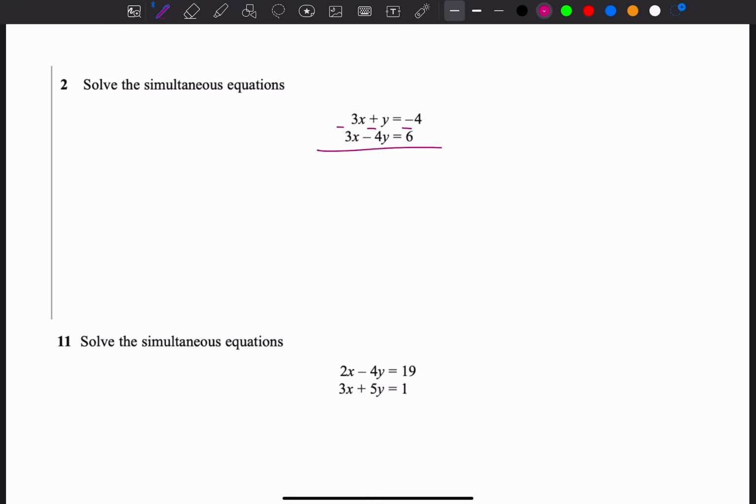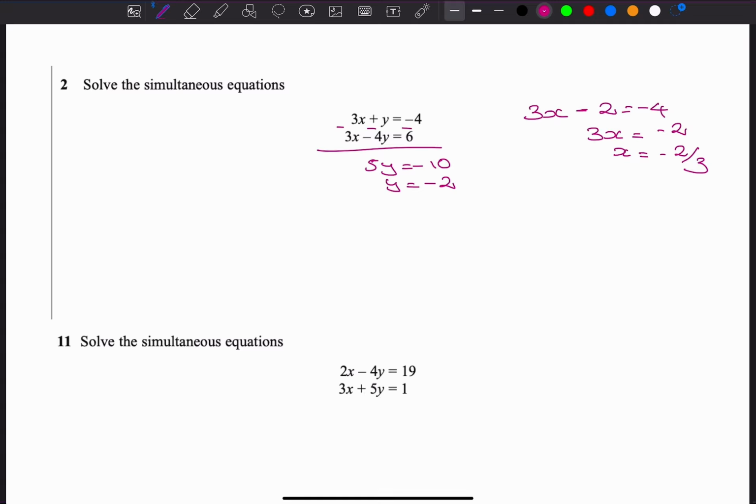That makes it 5y equals minus 10. y is divided by 5 is minus 2. Then what do we have? 3x plus y, which is technically minus 2, equals minus 4. You add on a 2, 3x is equal to minus 4 add 2 is minus 2. x is just minus 2 over 3.